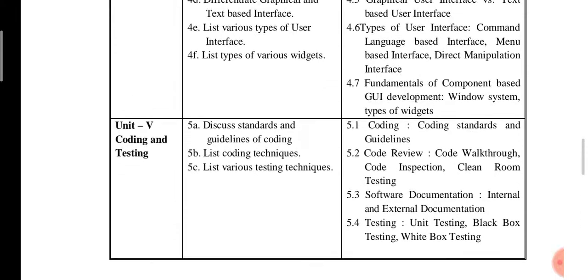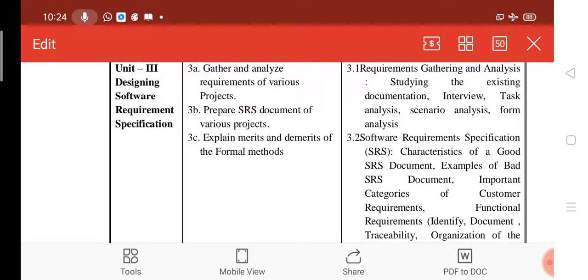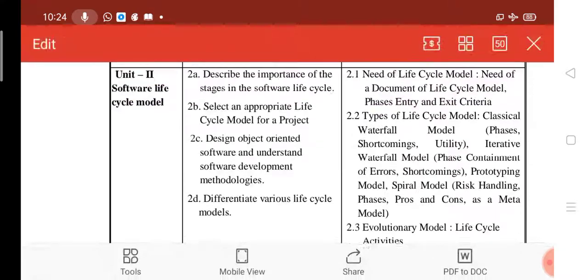So this one is our syllabus of fundamentals of system design.